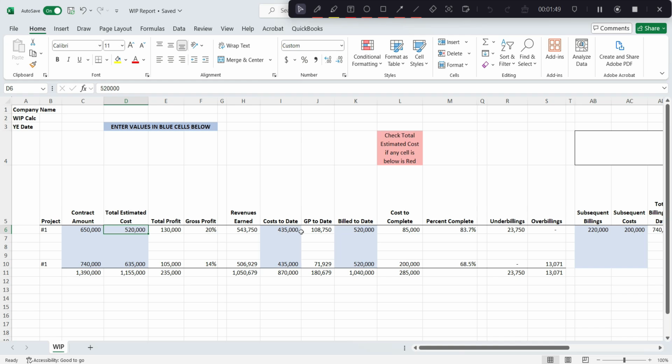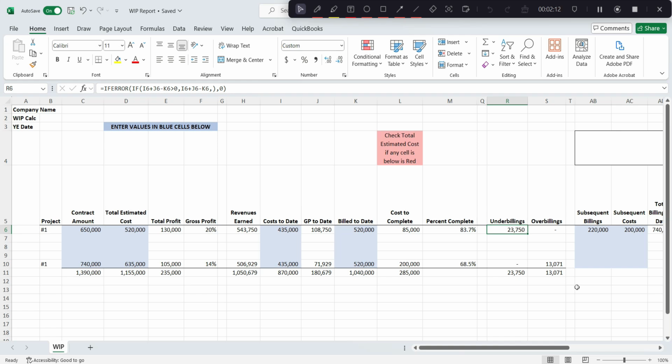Cost to date of $435,000. This is the accurate cost incurred through December. We've got everything in the proper period. That's a good number there. Billed to date, same thing. We billed $520,000 through December 2023. Under billings of $23,000. That's not too bad.